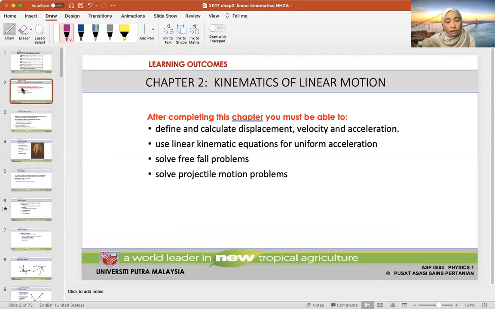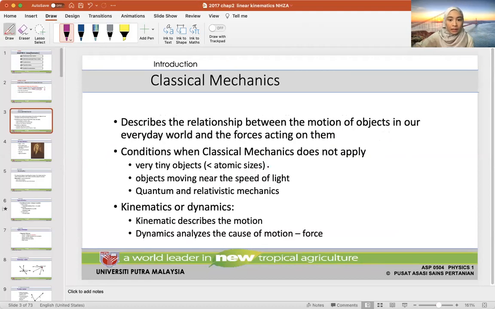So the learning outcome for this chapter is you need to know how to define, and also know how to calculate displacement, velocity, and acceleration. Use linear kinematic equations for uniform acceleration. Okay, solve free fall problems and solve projectile motion. So saya target hari ni kita akan boleh habiskan these two topics lah. Free fall and projectile kita akan go for the next class. Okay, hopefully.